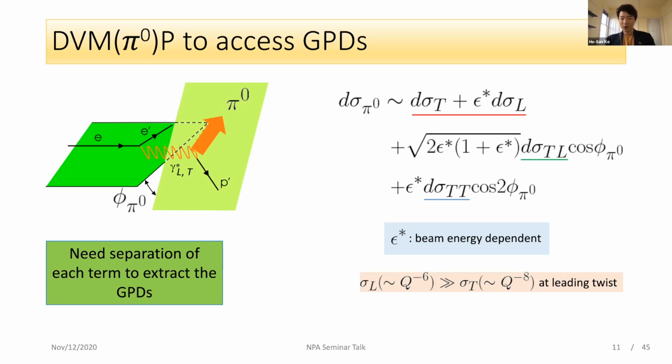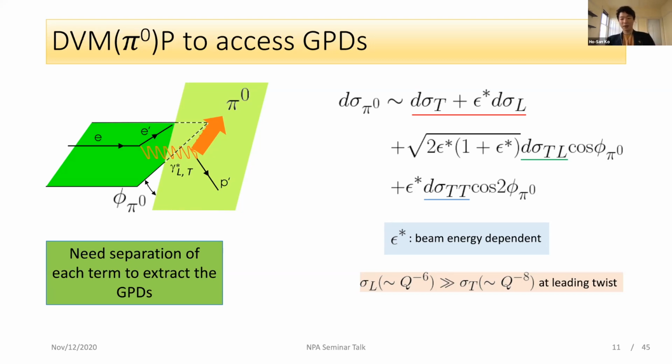The phi here is defined by the angle between the leptonic plane and the hadronic plane. The leptonic plane is defined by the direction of the scattering electron and the virtual photon, and the hadronic plane by the recoiling proton and the pi0 direction. By using only this phi dependence, we cannot separate sigma T and sigma L in the same kinematics. They can be separated using different beam energies, but I'll talk about that later.